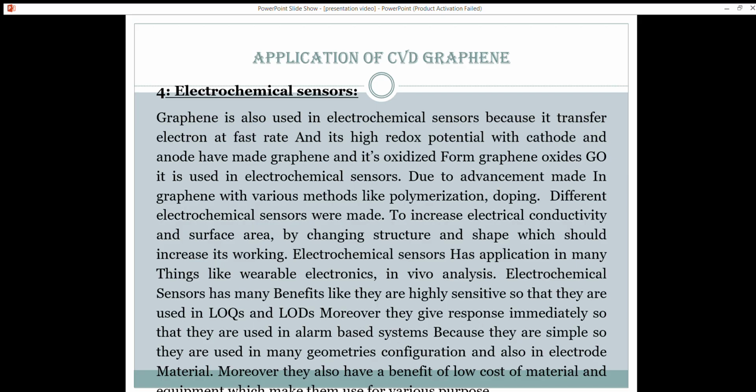Moreover, they give response immediately, so they are used in alarm-based systems. Because they are simple, they are used in many geometries, configurations, and also in electrode material. Moreover, they also have the benefit of low cost of material and equipment, which makes them usable for various purposes.